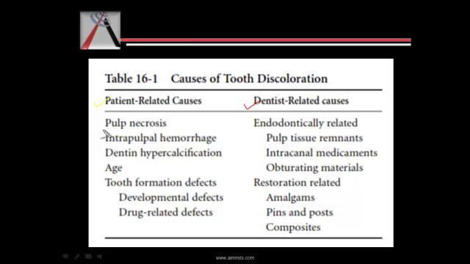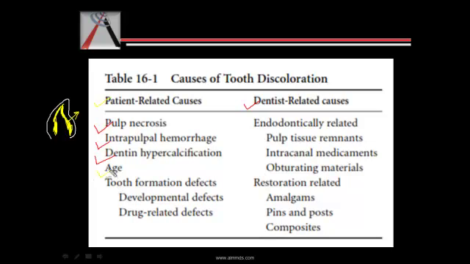Under the patient-related causes, we have pulp necrosis, which is also one of the most common causes of tooth discoloration. Then we have intrapulpal hemorrhage that usually results because of trauma to the tooth. We have dentine discoloration. We have dentine hypercalcification. Dentine hypercalcification results because of excessive deposition of dentine, and this excessive deposition shows through the enamel layer, and it gives a yellowish discoloration to the tooth.